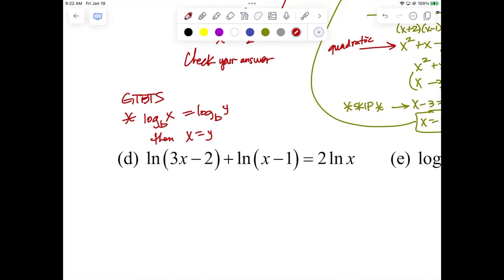So I wouldn't need to do that. But let's go ahead and condense the left side. The coefficients are both 1, so I can pull out a natural log. And what do I do with the two arguments if the terms are both positive?